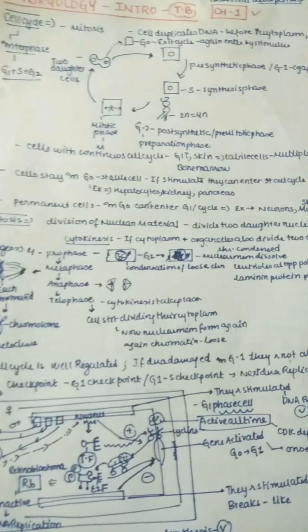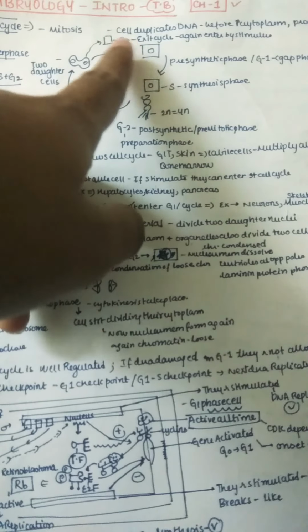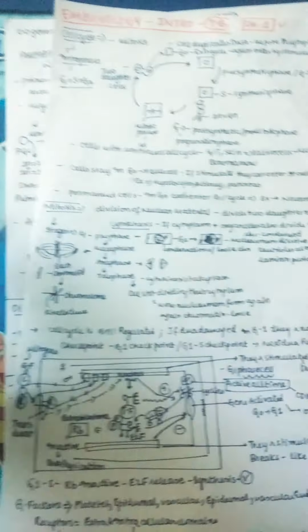So the cells with the continuous cell cycle can be seen where, that is, without going into G naught or quiescent or exit cycle. They're continuous in the case of our GIT, skin, bone marrow. So these are examples. Here the cells are known as labile cells because they multiply all the time.